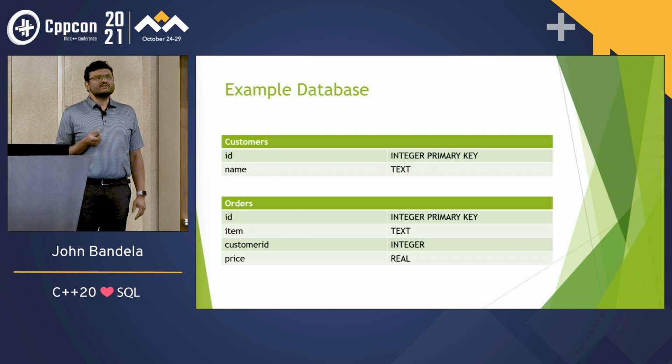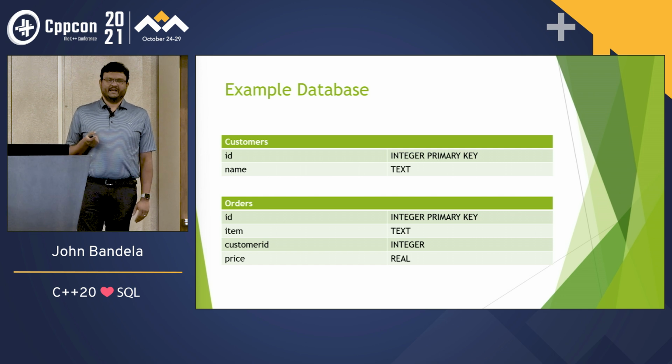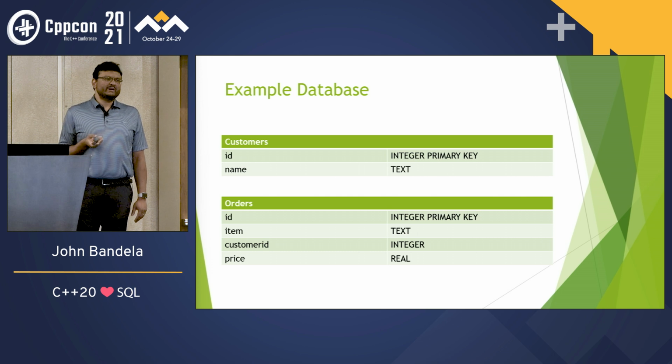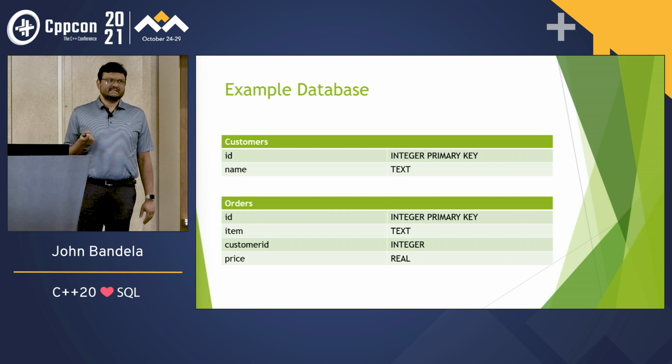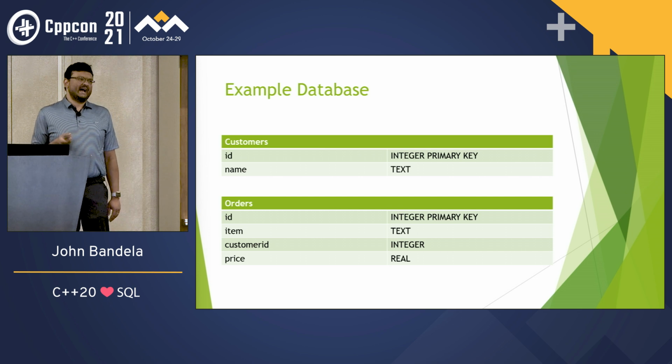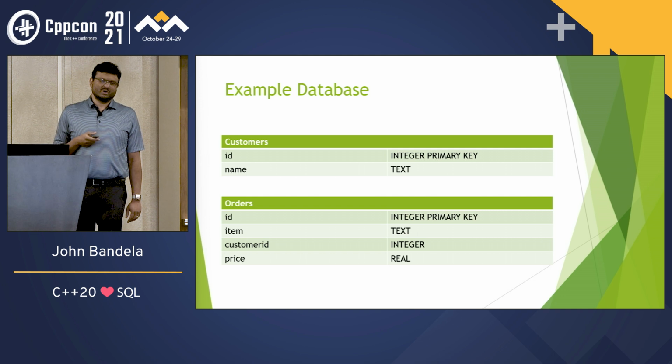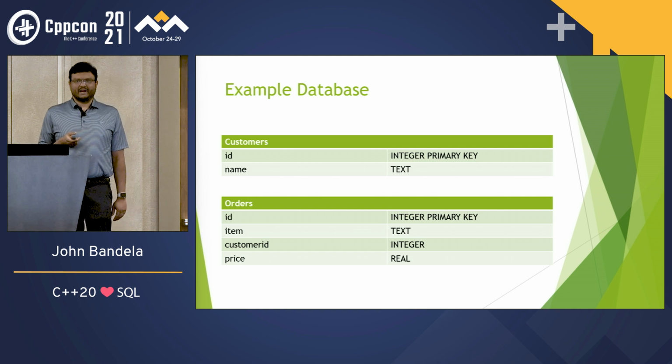All right. So for example, we're just going to do a simple database. We're going to have customers and we're going to have orders, right? This is the strawman database. For our customers, we have an ID and a name. And for our orders, we have an ID, an item, the customer ID, which links back to which customer ordered it, and the price of it.